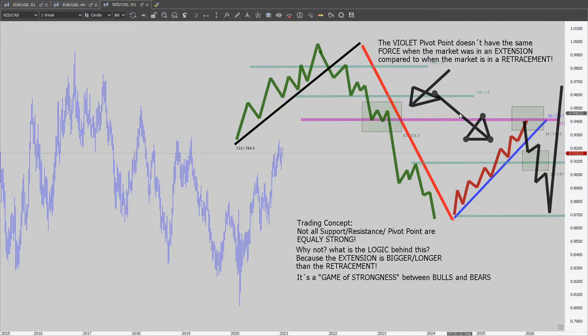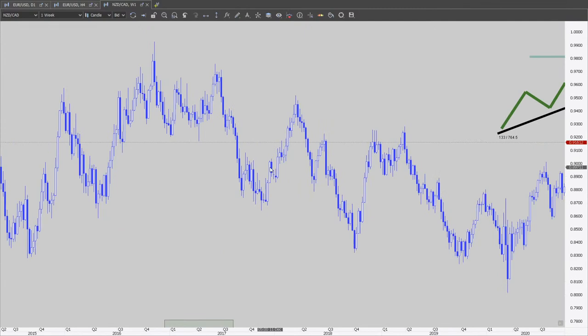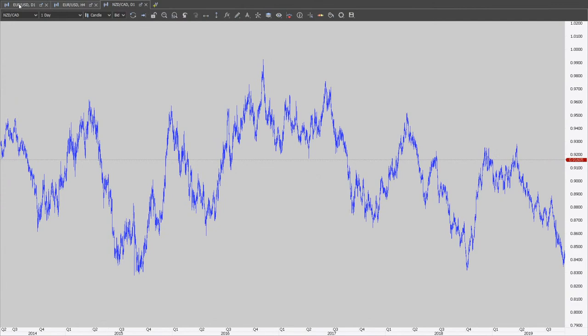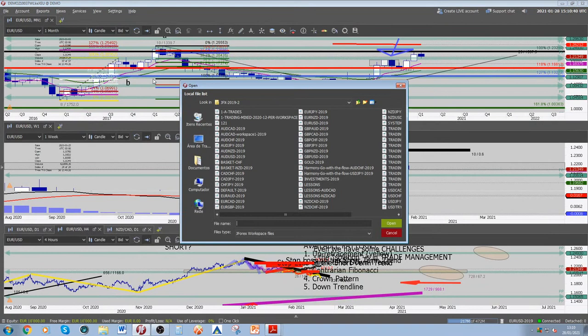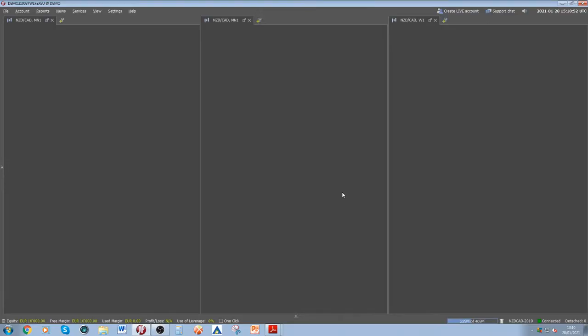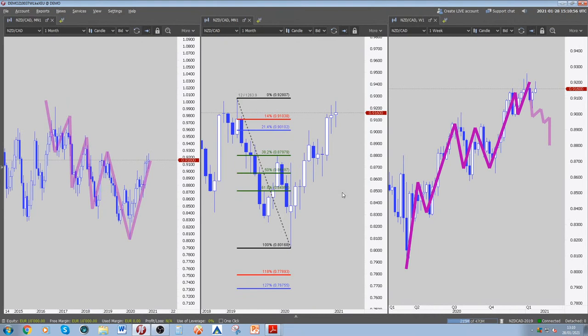Now, let's go to the chart. And we are going to move on the daily chart. Daily chart, okay. And so, exit full screen, file, open. Let me see, NZD CAD. Let's go on NZD CAD. I hope I have the pivot points on the chart. If not, I need to do it one more time. I don't have it, so okay, still okay, not a problem.